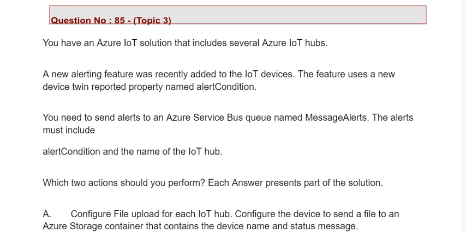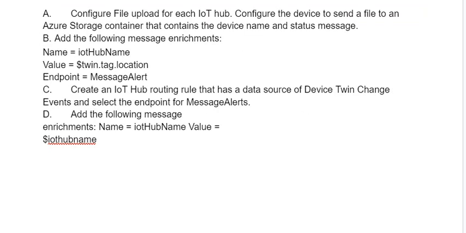Which two actions should you perform? Each answer presents part of the solution. Options are Option A. Configure file upload for each IoT hub. Configure the device to send a file to an Azure storage container that contains the device name and status message. Option B. Add the following message enrichments. Please see the message.